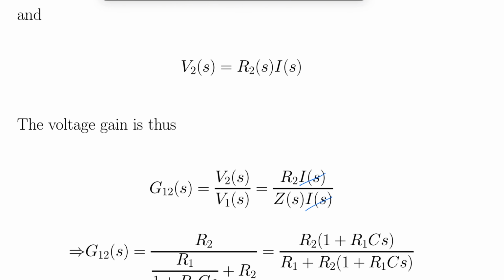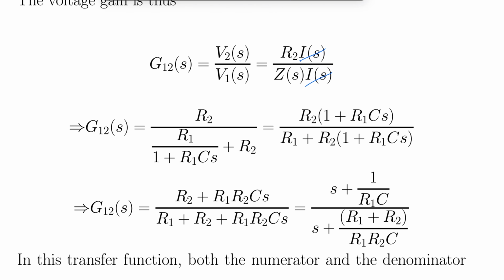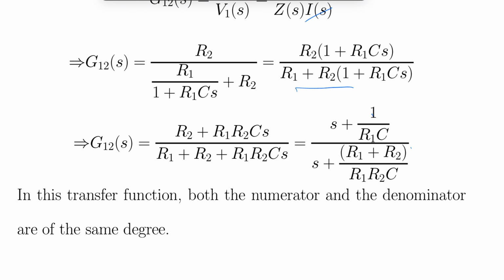So this, when simplified, gives you S plus 1 upon R1C divided by S plus R1 plus R2 upon R1 R2 C. So in this transfer function also, both the numerator and denominator are of the same degree in S, and that is 1.